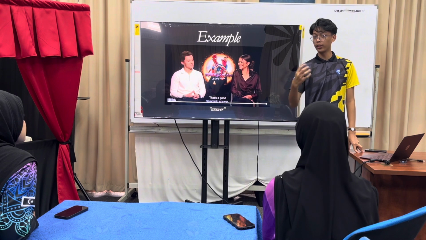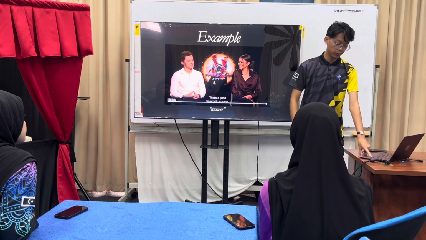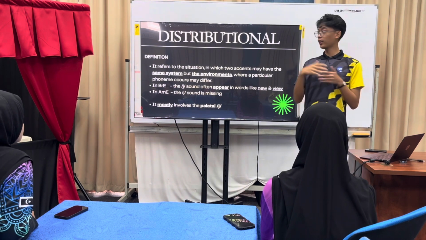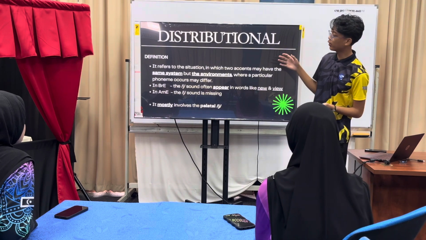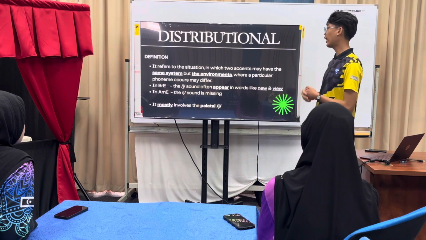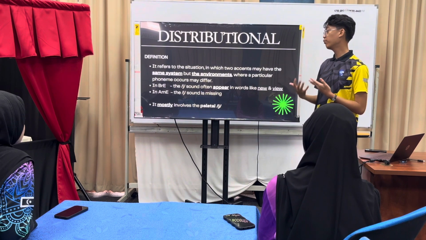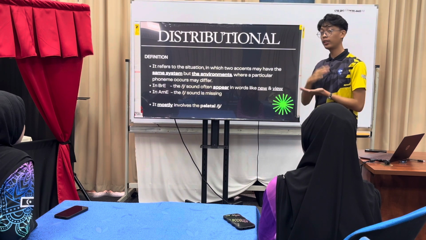Answers for American and answers, answer for British. Okay, now we have covered systemic. Now moving on to distributional variation. So distributional variation refers to the situation in which 2 accents may have the same system, but the environment where a particular phoneme occurs may differ.